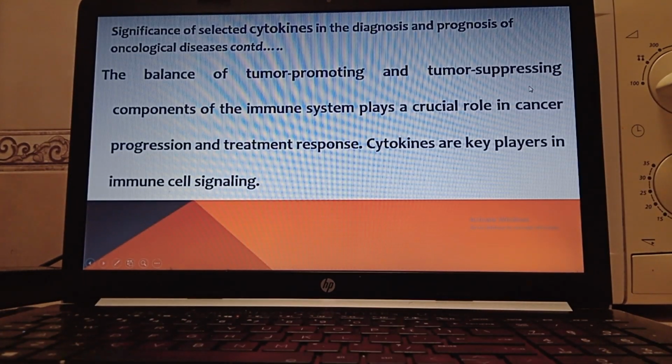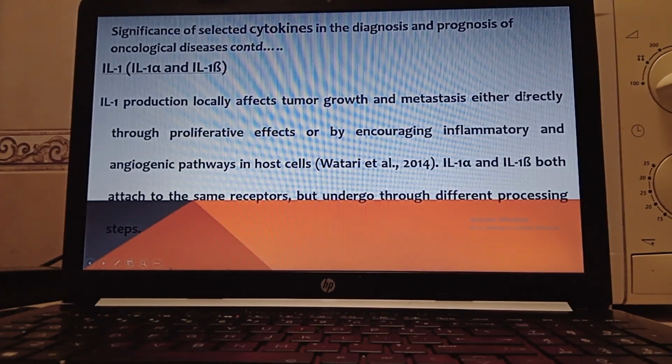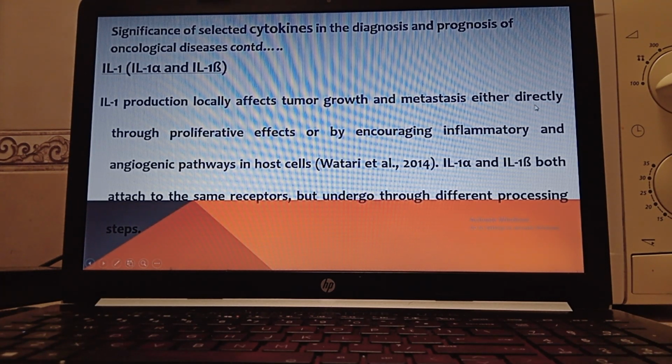The balance of tumor-promoting and tumor-suppressing components of the immune system plays a crucial role in cancer progression and treatment response. Cytokines are key players in immune cell signaling. So now we're going to be looking at 30 different cytokines that have significant roles in the diagnosis and prognosis of oncological diseases. So the first three are interleukin-1, which has two isoforms, two subtypes, interleukin-1 alpha and interleukin-1 beta.